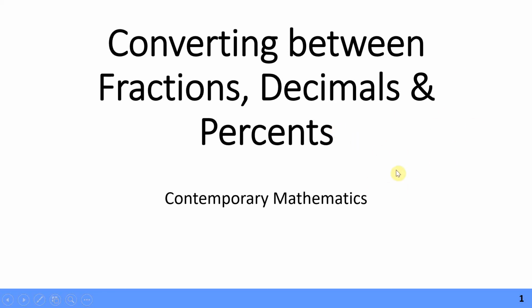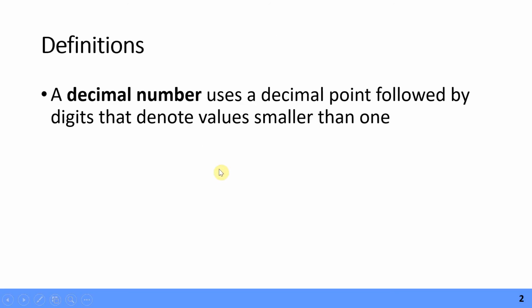All right, so in this video, we are going to be reviewing how to convert between fractions, decimals, and percents. First things first, we are going to have to review what in the world is a decimal, right? A decimal number is a number that has a decimal point. So you have a decimal point followed by digits, and the digits to the right of that decimal point are going to denote values that are smaller than 1.